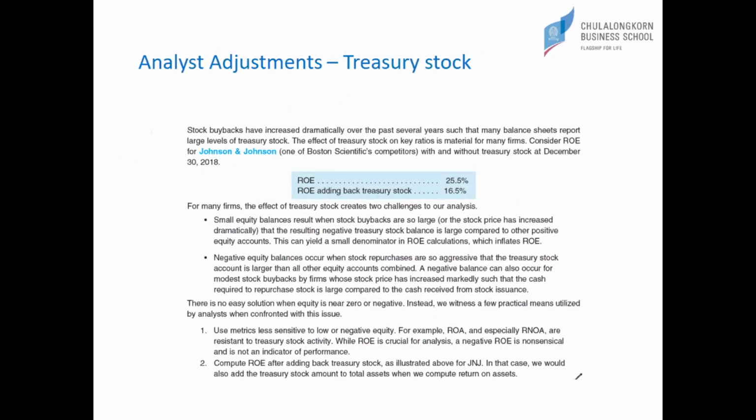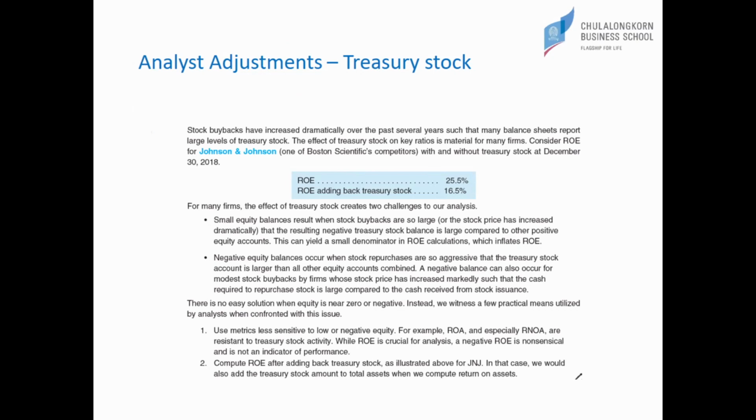And treasury stock. So for our company Johnson & Johnson in this case, the original ROE was 25.5%, but after they add back their treasury stock, they have 16.5% ROE. So these two bullet points are the important thing here. For many firms, the effect of treasury stock creates two challenges to the analysis. Okay? Small equity balances result when stock buybacks are very large.